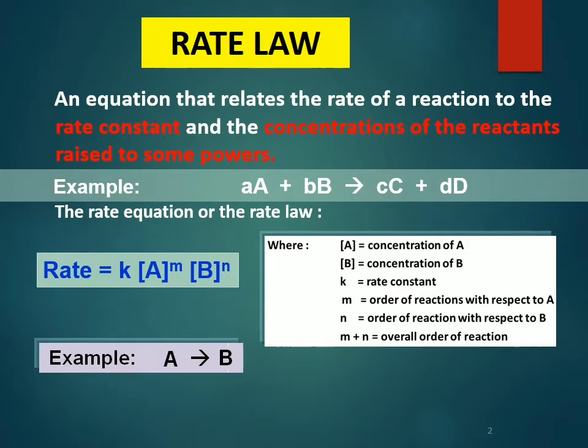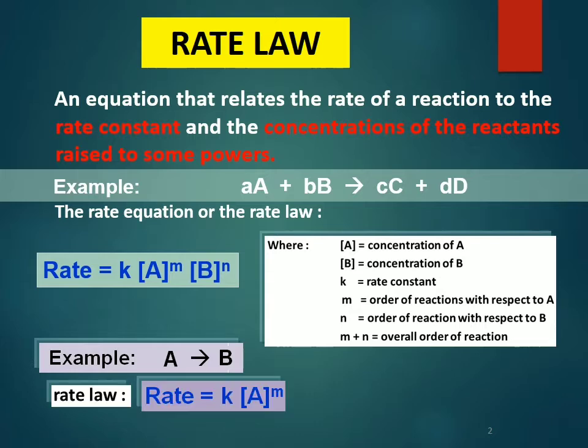Another example, when I have A converting into B product. I can write my general rate law as rate is equal to rate constant k and concentration of reactant A raised to the power of m.